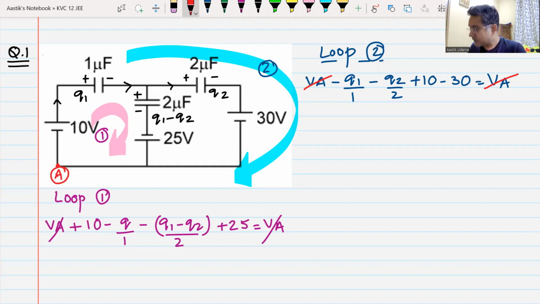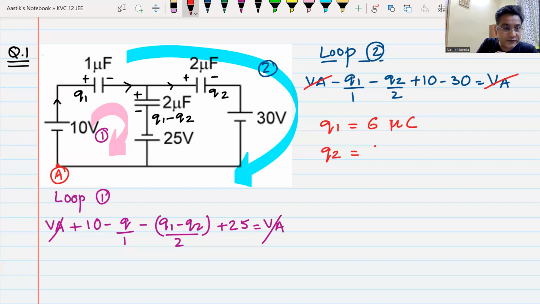Yes, sir. What is the value of Q1? Q1 is 6 microcoulomb. What is the value of Q2? 52 microcoulomb. You might get negative somewhere, but doesn't matter. We are talking about the charge on the plate. It may happen that this Q2, which I suppose is going to come negative, will be 54, sir. Q2, I think, will come negative. Is that so? Minus 54.